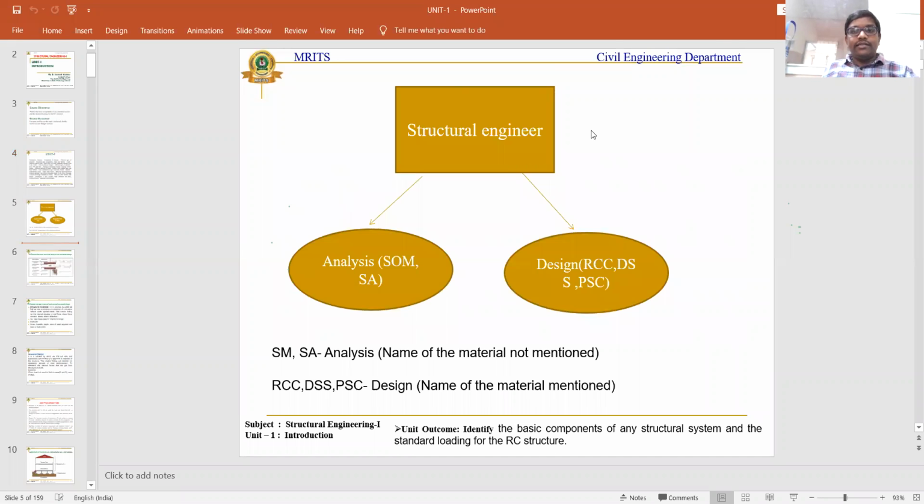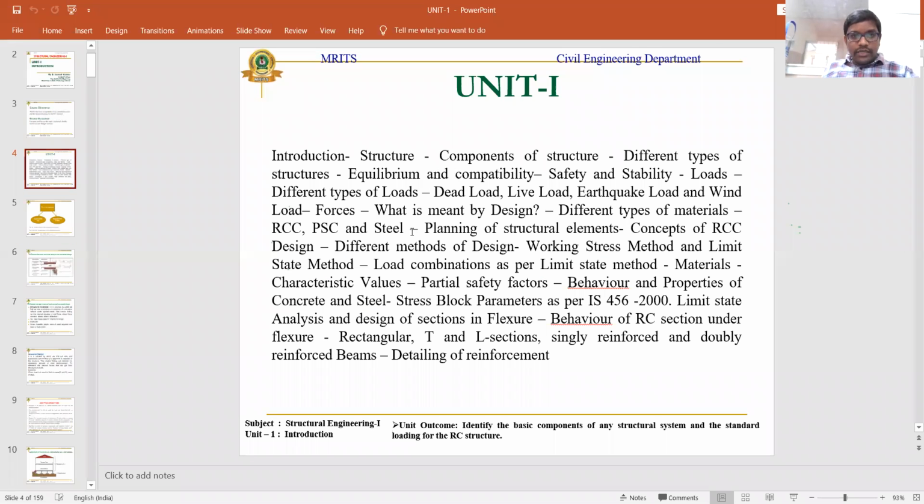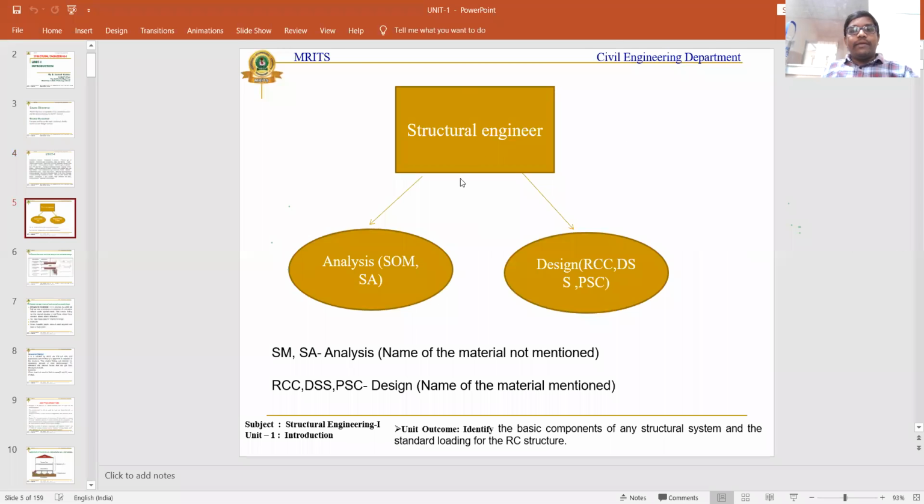Here you have studied these different types of structures. The structural elements can be divided into two groups: substructure elements and superstructure elements. What are the substructure elements and what are the superstructure elements? In the substructure we lay a foundation. When we know the SBC, then only can we go for designing the foundation size and shape.